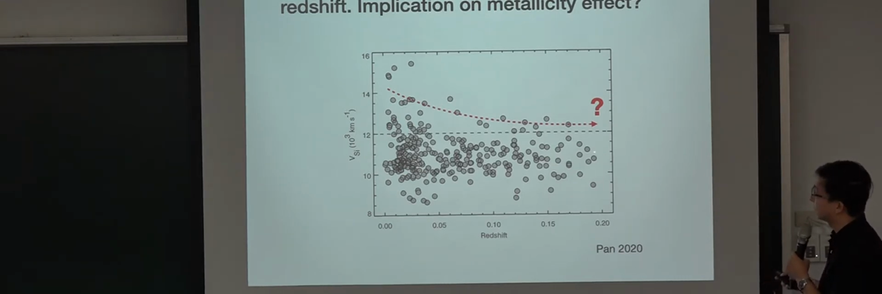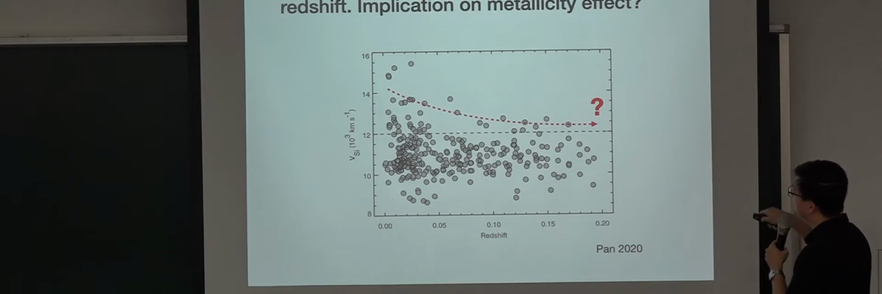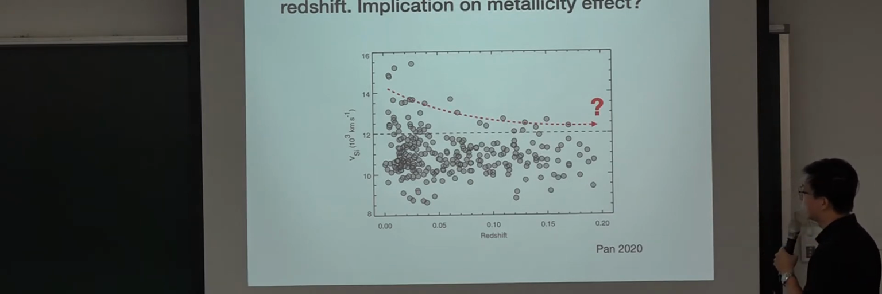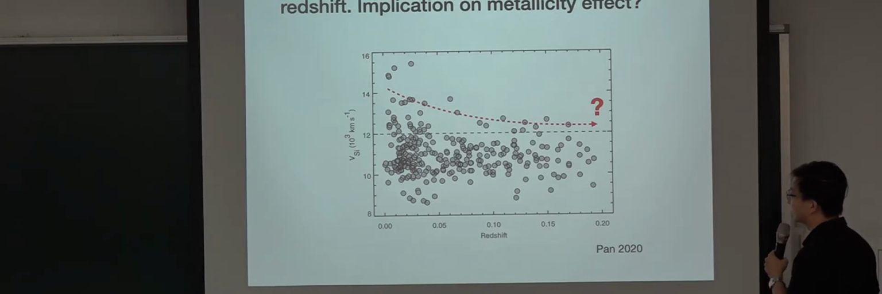If this is real, that's evidence that metallicity takes effect, affecting the populations of type Ia supernovae. And if there is an evolution with redshift, then you have some trouble in cosmology, type Ia supernova cosmology.